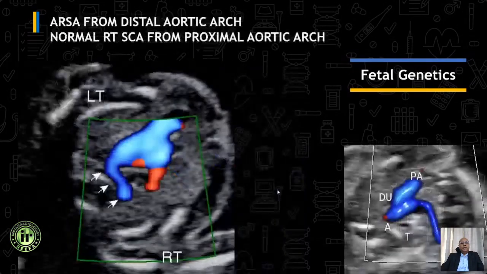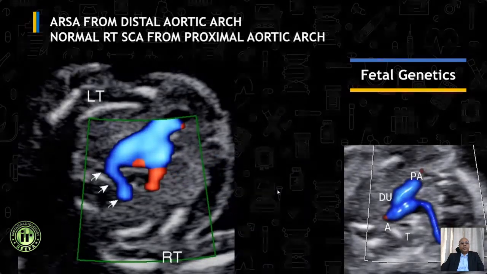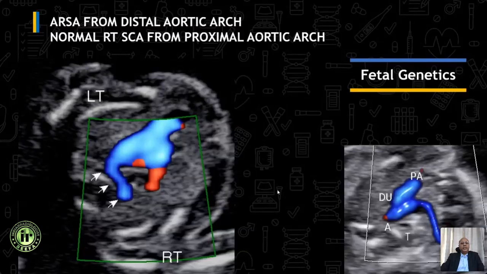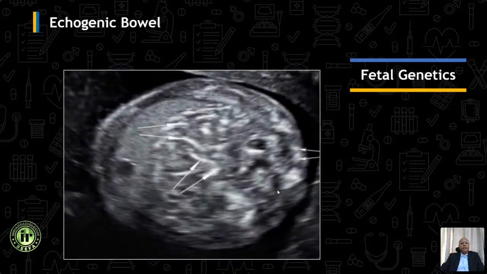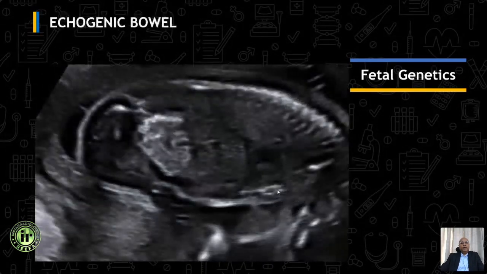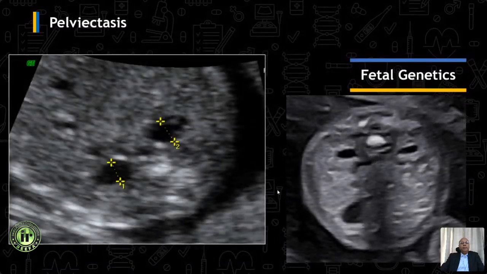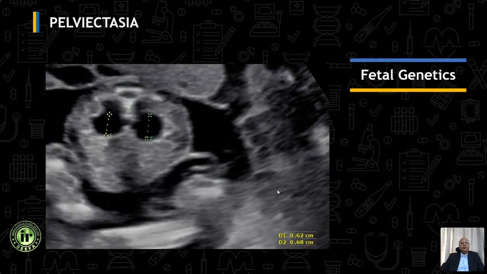Fourth is an aberrant right subclavian artery, which arises as a last branch from the aorta and moves towards the right shoulder, close to the spine in the posterior mediastinum. Then we have the echogenic bowel, which is an increased echogenicity of the bowel, equal to or more than the bone. And then we have pelvic ectasia, which is an increase in the anterior-posterior dimension of the renal pelvis, measuring more than 4 millimeters.